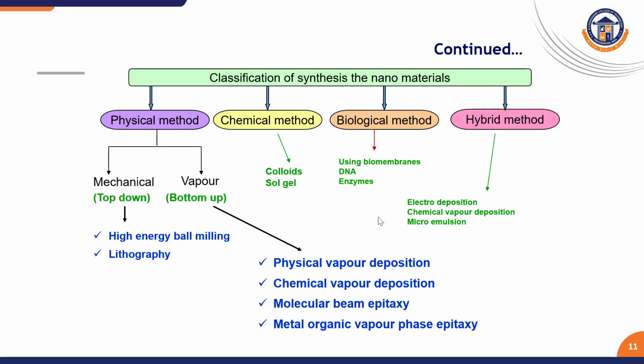Now let us see the classification of synthesizing methods of nanomaterials. Nanomaterials can be synthesized by physical methods. They are further classified into ball milling, vapor phase deposition, lithography. And then chemical methods. This can be classified into sol gel, colloids, microemulsion. And then biological methods using biomembrane, DNA, or enzymes. Notice how interdisciplinary nanotechnology is. It uses physics, chemistry, and even biology to build advanced materials.